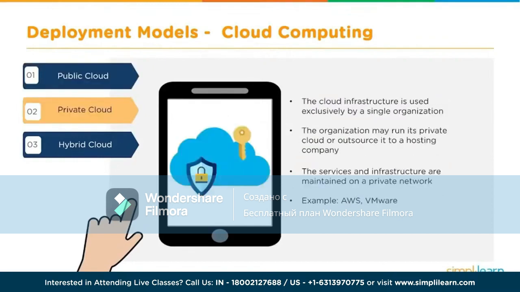Private cloud, on the other hand, with private cloud, the infrastructure is exclusively for a single organization. The organizations can choose to run their own cloud locally or choose to outsource it to a public cloud provider as managed services. And when this is done, the infrastructure will be maintained on a private network. Some examples are VMware Cloud, and some of the AWS products are very good examples of private cloud.